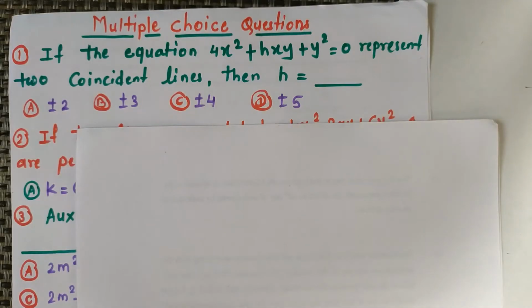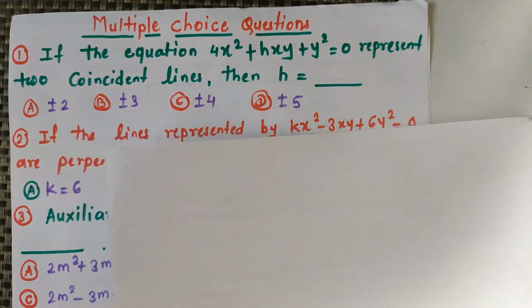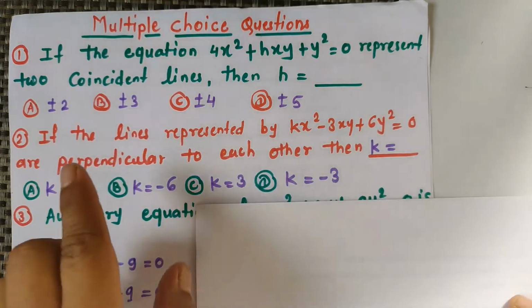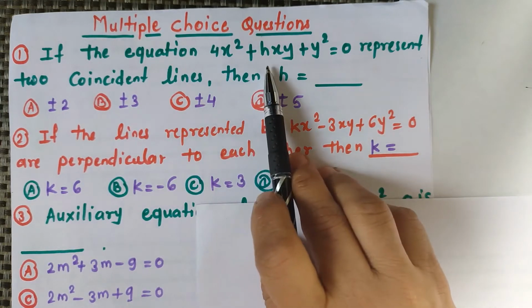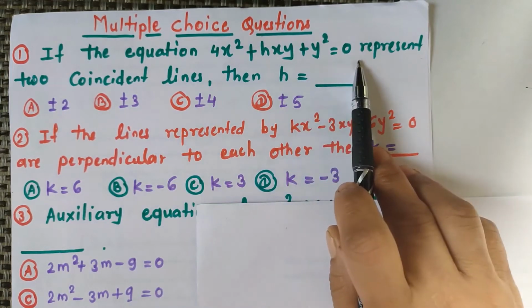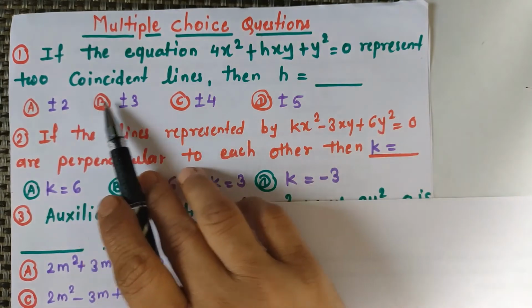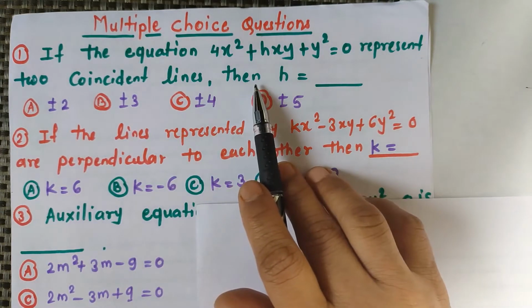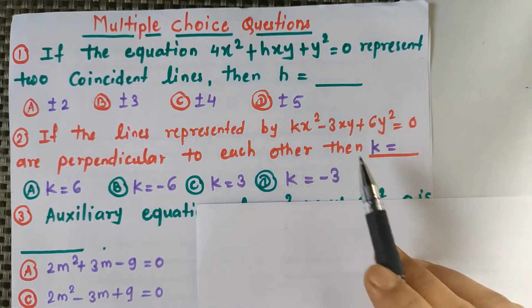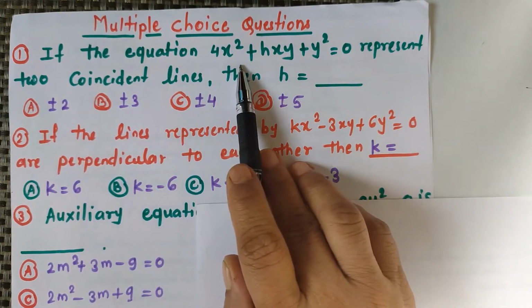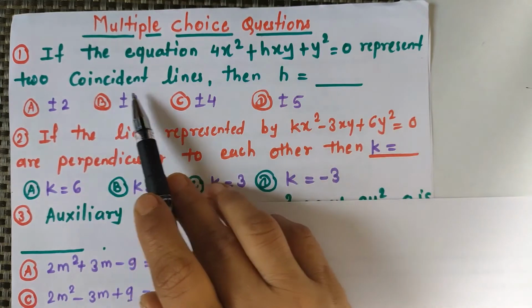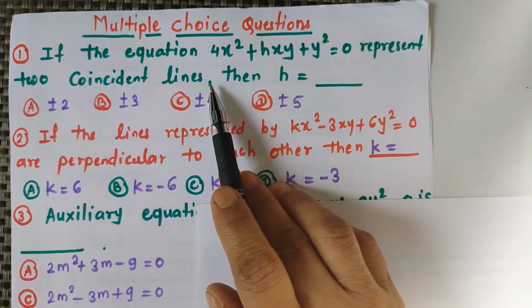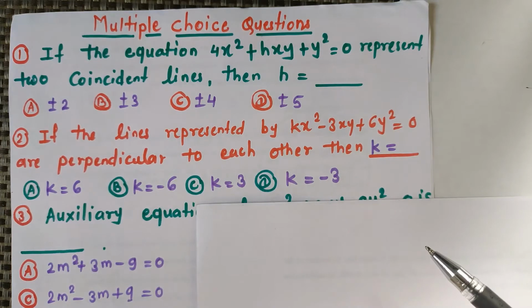In this video, we are going to solve some multiple choice questions. So let's see first, if the equation 4x square plus 2hxy plus y square is equal to 0 represents two coincident lines, then h is equal to. Here, the given equation is 4x square plus hxy plus y square is equal to 0 representing coincident lines. We know that the condition of coincident lines is h square minus ab is equal to 0.